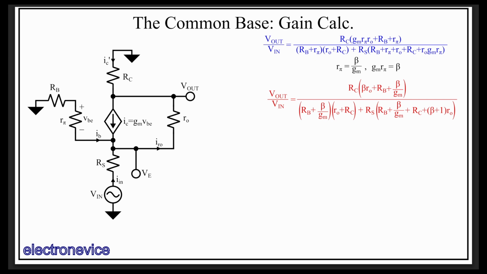So we're going to apply approximations in stages. This first set of approximations are approximations that are almost always accurate. First, we look at the top of the equation. We have beta RO, RB, and beta over GM.